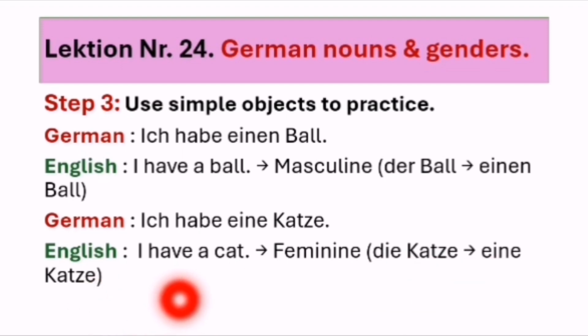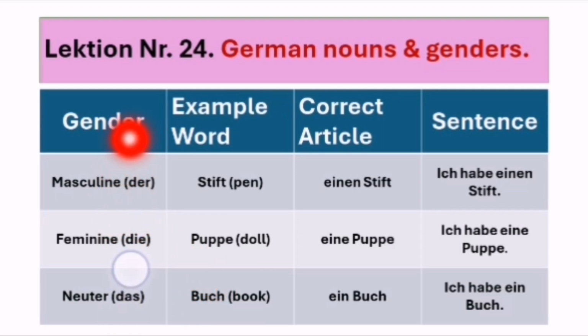So be careful. Here you can see einen Ball. And here we say eine Katze. And now you can see these are genders and these are example words. And these are correct articles in German. And these are the sentences using these genders in German. Now look at the first table.